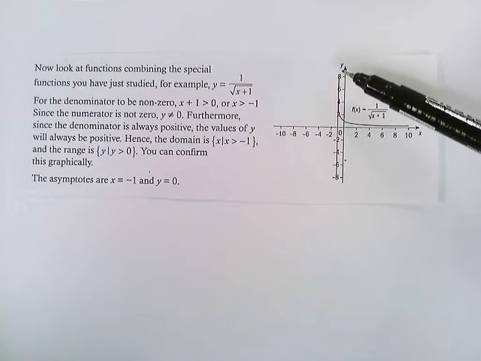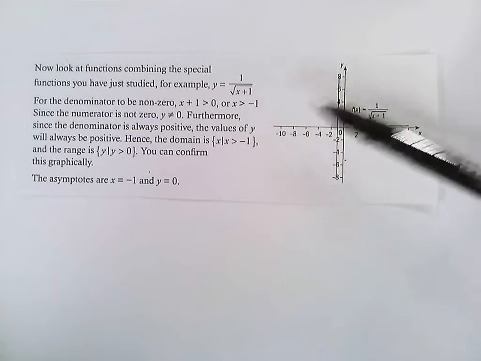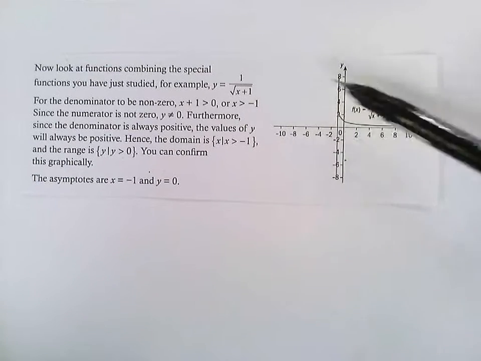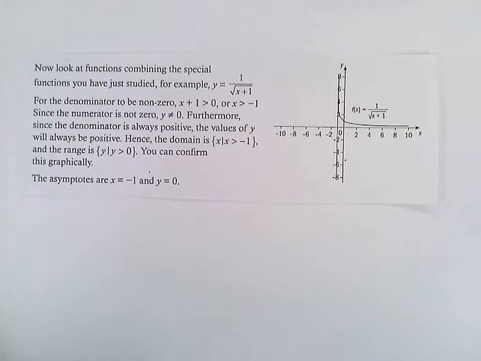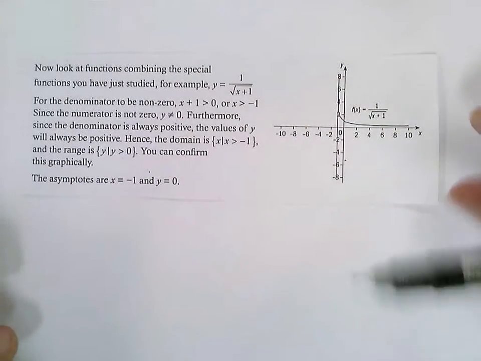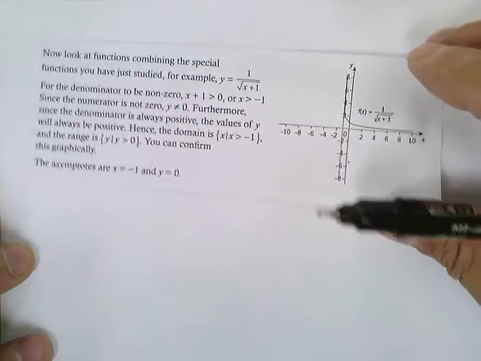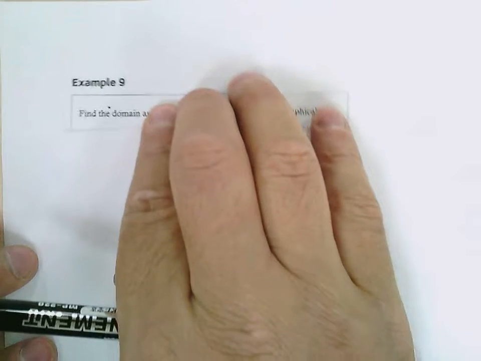It'll get really close to it, won't touch it, but anything after that would make this negative, so it doesn't even exist over here. And then this is what this type of function looks like. So this section deals with combining some of the things we have. Another one we can look at is example 9.